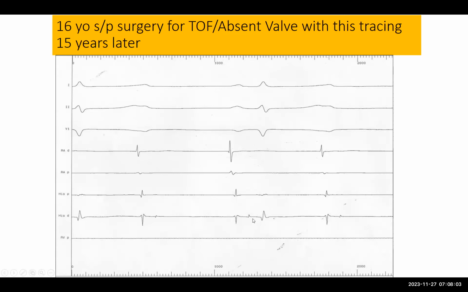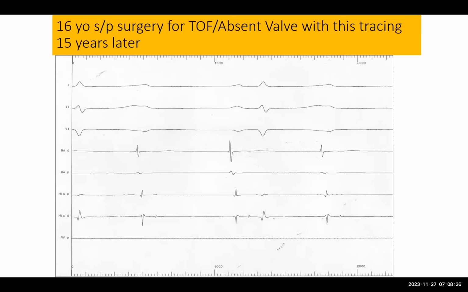This is notable because the H to V interval and the A to H interval look almost the same. In fact, you could make an argument just from your eyeball that this interval from H to V is longer than the AH, although marginally, but clearly this is very abnormal. And so this child had infrahisian block.